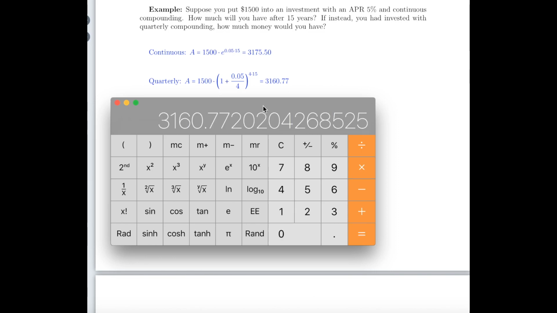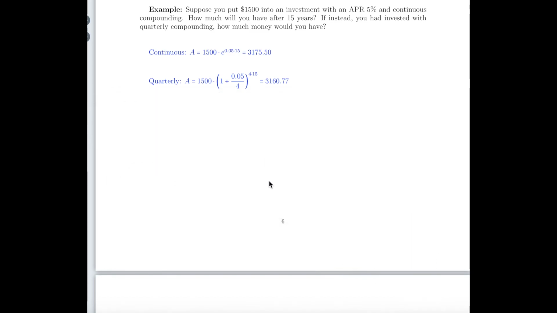So yeah, there it is. 3,160.77. We cut here because we don't want the rest of this. We only want the nearest cent, which is going to be 0.77. Hopefully that made sense. I'm going to keep moving on.